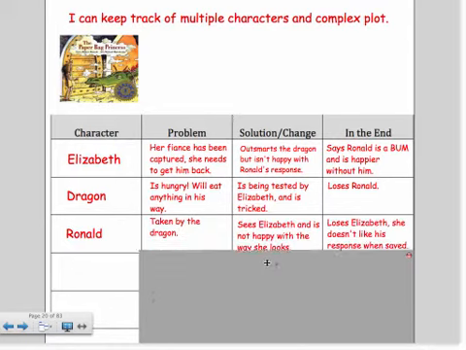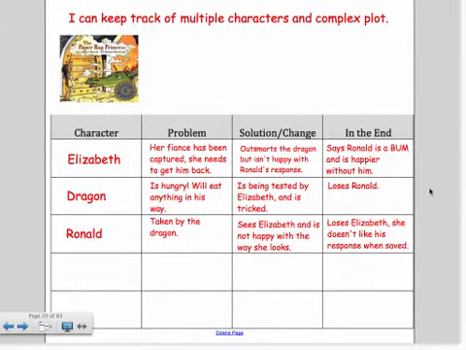And Ronald, his problem is that he is taken by the dragon in the beginning of the story. And his solution or change is that when he is saved by Elizabeth, he is not happy with the way that she looks. And because we see that change of him and not liking her anymore, in the end, that attitude actually makes him end up losing Elizabeth. And she does not like the response that he gives her when she's saved.